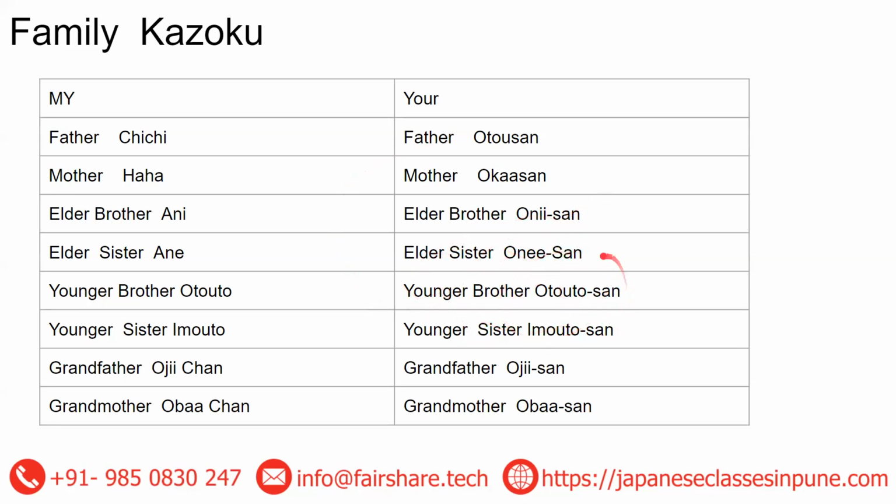Okay, so this basically indicates the same thing. So younger brother, the word is ototo, but now that we're talking about someone else's younger brother and not our own younger brother, we say ototo san. Similarly, younger sister is imoto. Someone else's younger sister is imoto san. My grandfather is oji chan, and someone else's grandfather, oji san. My grandmother is oba chan, and someone else's grandmother is Oba-san.